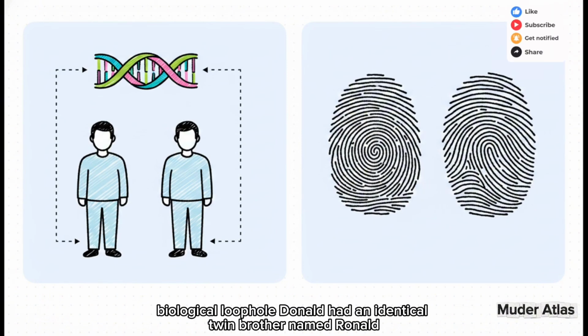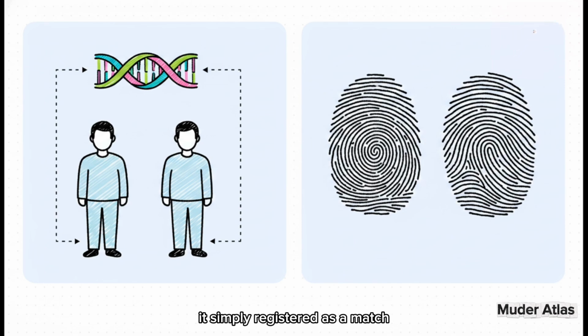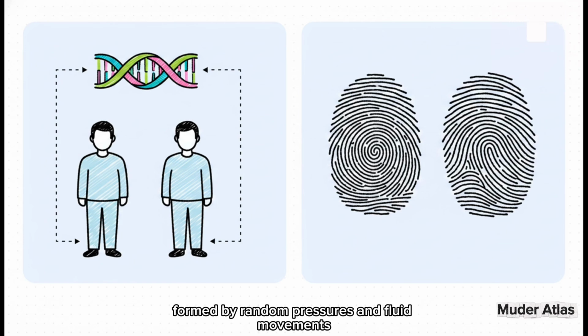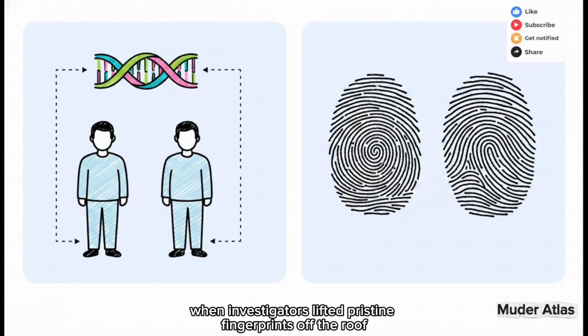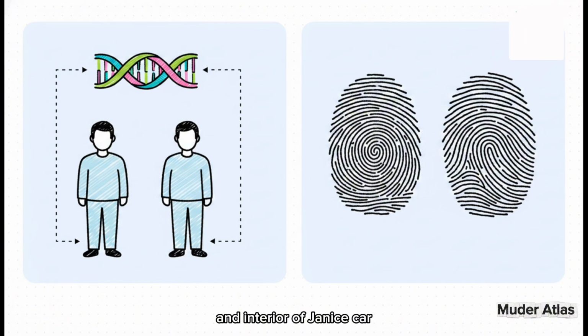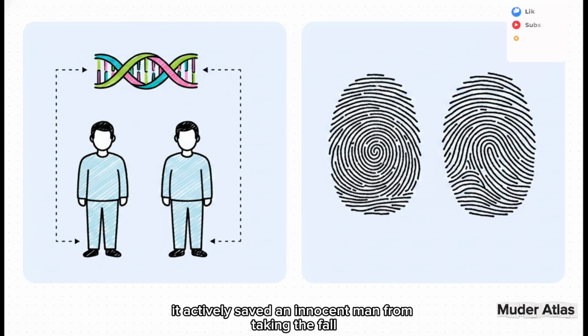Donald had an identical twin brother named Ronald. Because identical twins share the exact same DNA profile, a basic DNA test alone couldn't distinguish between them. It simply registered as a match. However, while twins share DNA, their fingerprints are entirely unique, formed by random pressures and fluid movements while they're still in the womb. When investigators lifted pristine fingerprints off the roof and interior of Janai's car, they didn't match Donald at all. They were a 100% match to Ronald. Science didn't just find the killer in this case, it actively saved an innocent man from taking the fall.